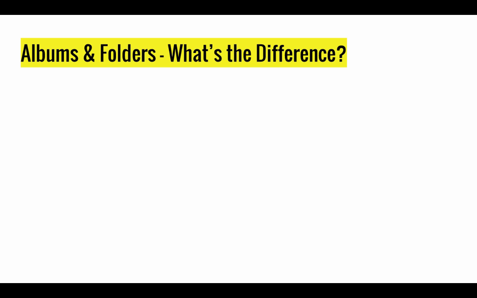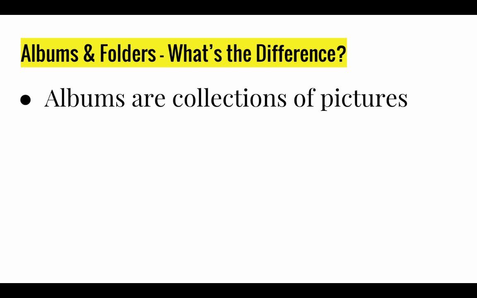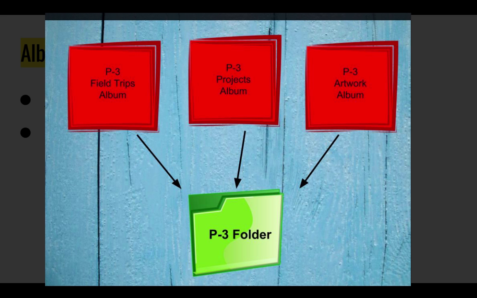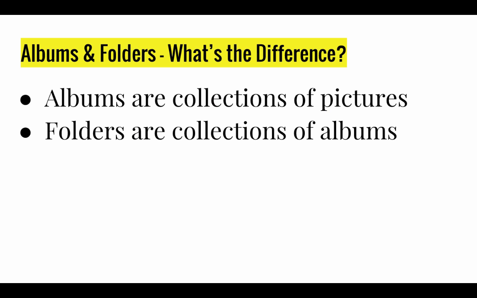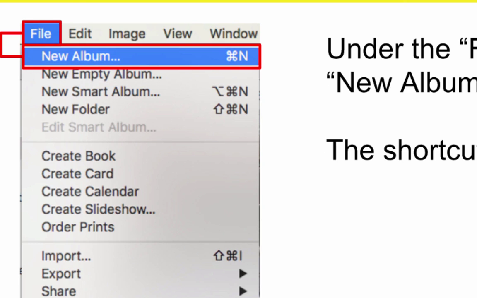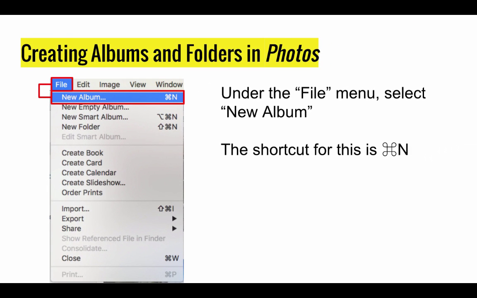Let's talk about albums and folders. Albums are collections of pictures, and folders are collections of albums. So I add photos to albums, but then I can add multiple albums to a folder. For example, if I make albums for my 3-year-old class, such as field trips, projects, artwork, etc., I can take all of these albums and put them into a single folder that has all the albums related to my 3-year-old class in one place. To create a new album in Photos, click File and New Album. The shortcut for this is Command-N.